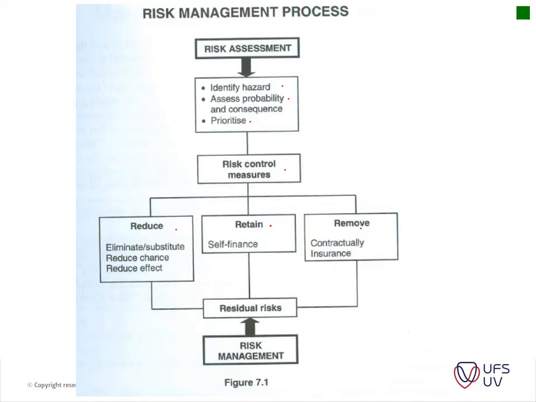By reducing it, you can eliminate or substitute. You can reduce your chances of it happening, and then you can reduce the effect of it. You can retain it, like self-finance. This is now, for instance, for material risks or importation risks, cost fluctuations, etc. And then you've got contractual insurance to remove some of the risks and move it to someone else. And then you have residual risks, the risks that I'll explain a little bit later on. But all of this comes together from risk management.